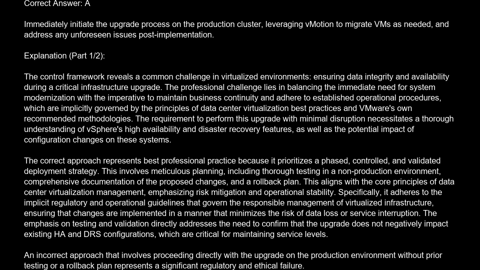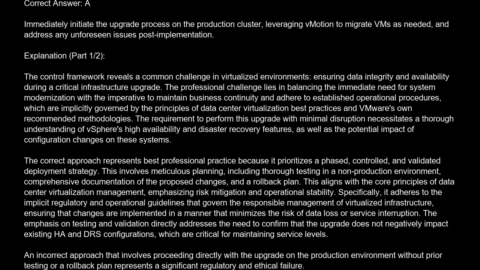The correct approach represents best professional practice because it prioritizes a phased, controlled, and validated deployment strategy. This involves meticulous planning, including thorough testing in a non-production environment, comprehensive documentation of the proposed changes, and a rollback plan. This aligns with the core principles of data center virtualization management, emphasizing risk mitigation and operational stability.